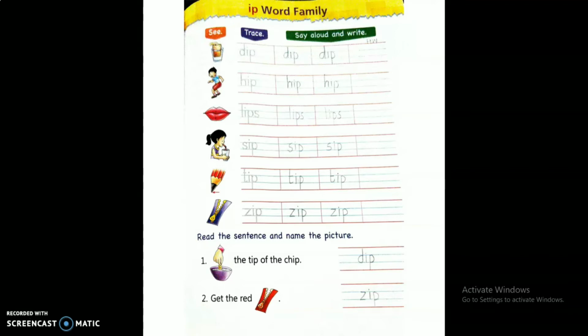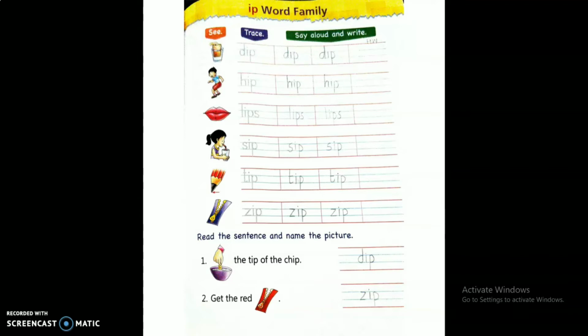D-ip dip, h-ip hip, l-ip lip. We will use S while saying lips. S-ip sip, ch-ip chip, t-ip tip, and z-ip zip. Read the sentence and name the picture.